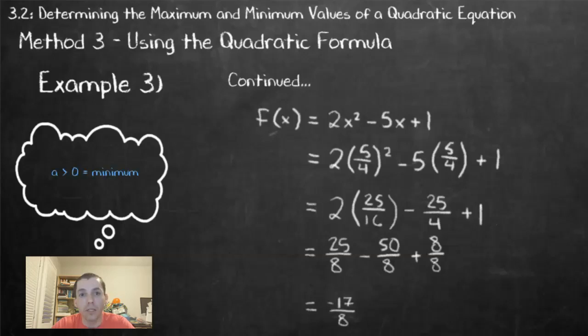So we now look and decide, is this a maximum or a minimum? Well, again, a is positive, so a minimum, and then our minimum occurs at the point 5 over 4, negative 17 over 8.